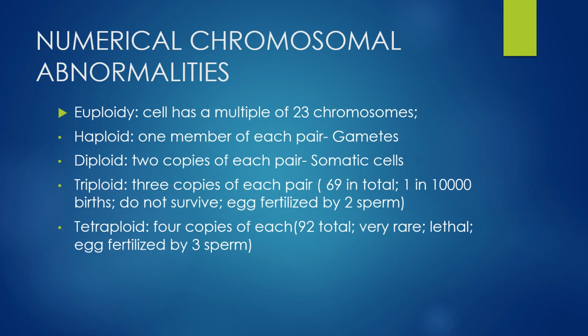It happens in 1 in 10,000 births. These children do not survive, and it usually happens when the egg is fertilized by 2 sperm. In tetraploid, we have 4 copies of each chromosome, giving us a total of 92 chromosomes. It's very rare and lethal, and it usually occurs when an egg is fertilized by 3 sperm.